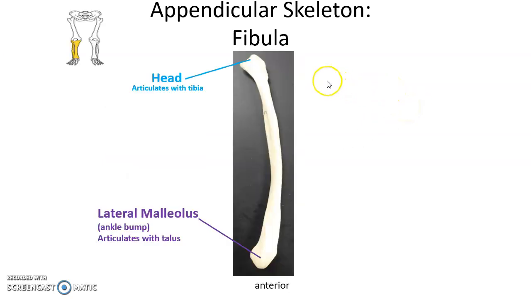The fibula has two important structures. At its proximal end is the head. Head articulates with the tibia. And at its distal end is the lateral malleolus. Lateral malleolus articulates with the talus. Lateral malleolus is the bump near the ankle on the lateral side.